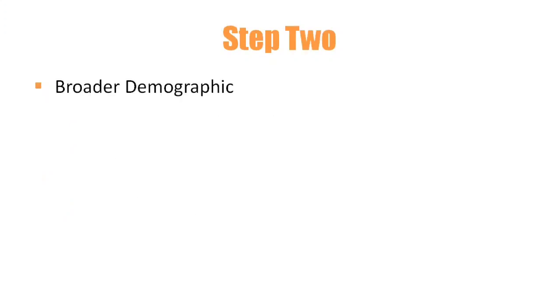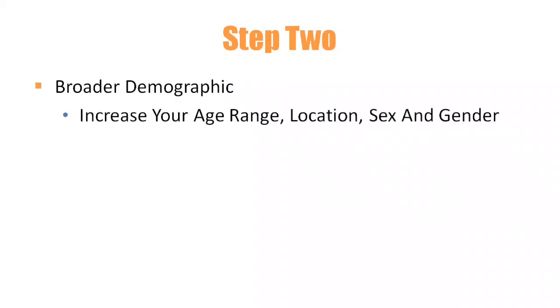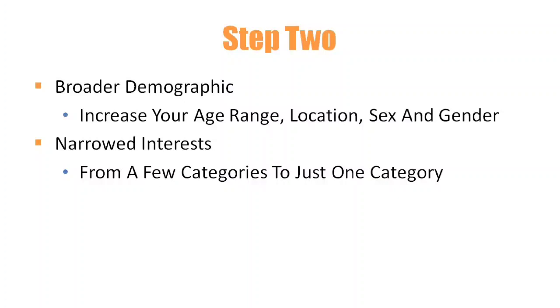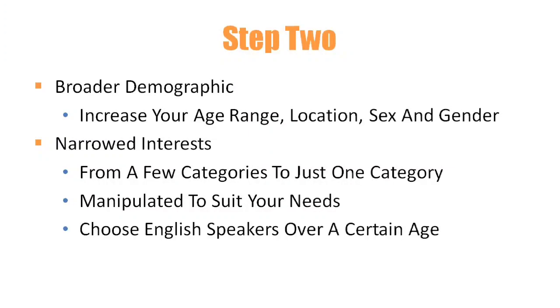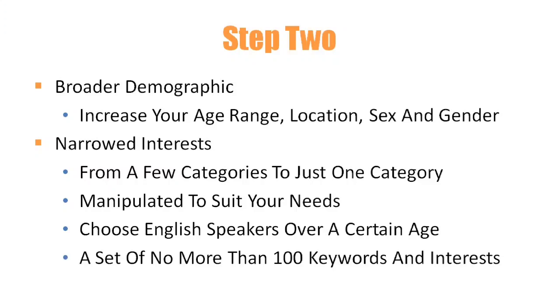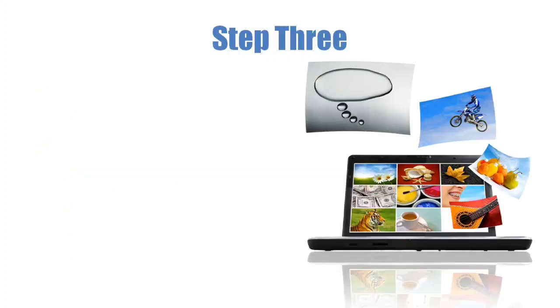A broader demographic would simply mean that you increase your age range, location, sex, and gender. Narrowed interest would mean taking your interest down from a few categories to just one category. This method can be manipulated to suit whatever your needs are. You can choose English speakers over a certain age, and then you can choose a set of no more than 100 keywords and interests.